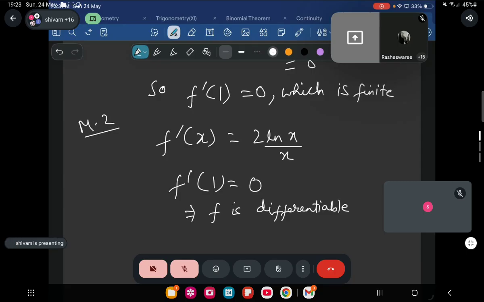Actually, I have found out f dash 1. f dash 1 plus will give us the same value. f dash 1 minus will also give us the same value. So that is right. That's why I can say that it is differentiable. So there is one more thing.